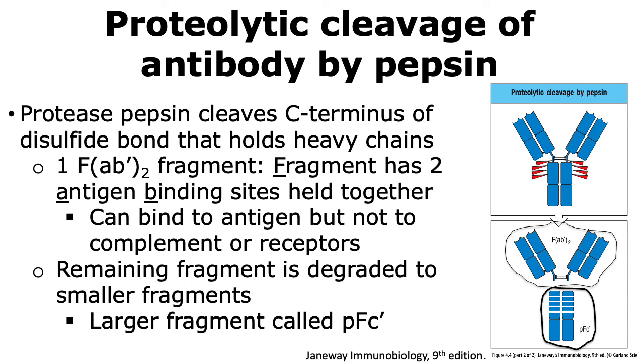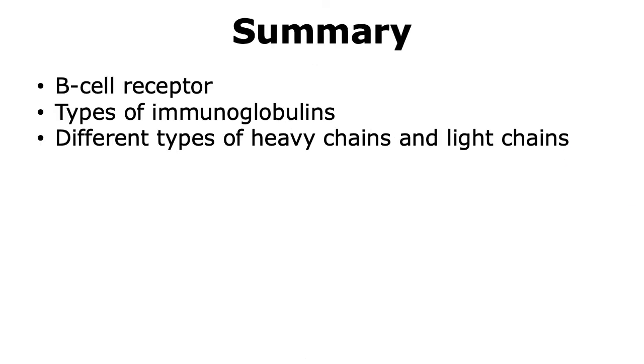Thus, by subjecting the immunoglobulins to different types of proteases, people were able to elucidate the functions of the different parts of the antibody. With this, we come to the end of our talk, where we learned about the B-cell receptor and different types of immunoglobulins as well as their composition.